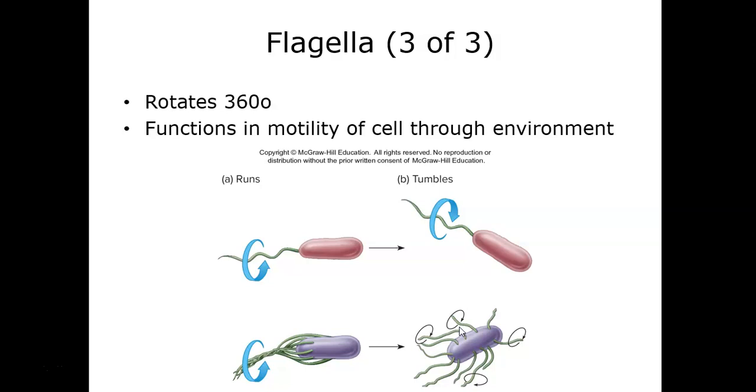The flagella, again, rotates in a 360-degree direction. Depending on whether it rotates clockwise or counterclockwise, the cell behaves differently. In this case, this is going clockwise, so the cell is going to run or move forward in a straight line. If it rotates the opposite direction, counterclockwise, the cell is going to tumble, doing a somersault where it rolls head over heels.